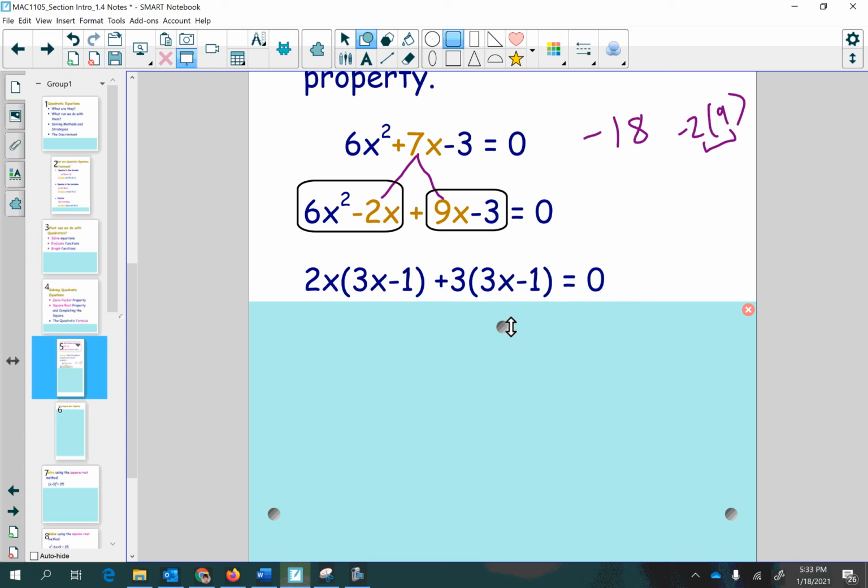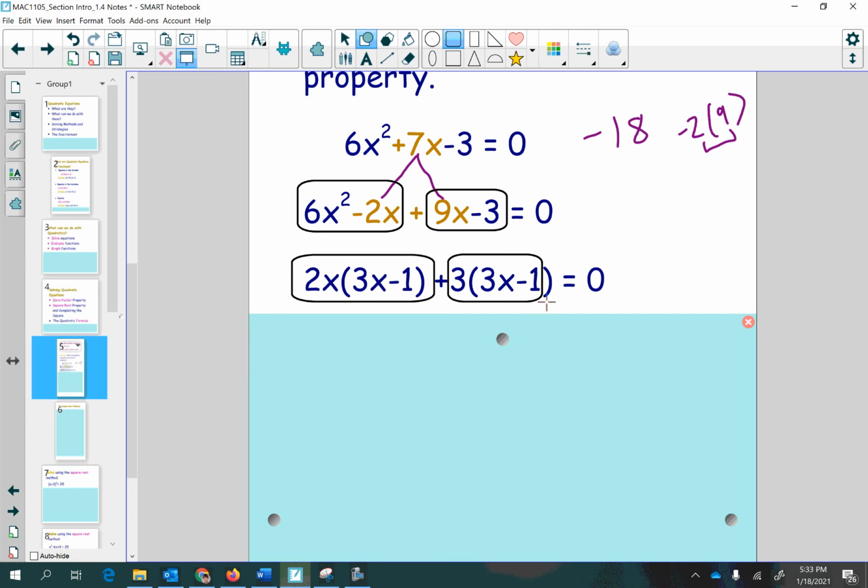I'm going to look at each set individually and see what I can factor out that's common. So from the first set, I was able to factor out a 2x, leaving 3x minus 1 in the parentheses. Okay, and if you multiply the 2x back and distribute it, you'll get 6x squared and negative 2x. From the second set, I noticed that 3 was common, so I factored that out, and that left 3x minus 1 inside the parentheses. And just to do a quick check, 3 times 3x would give me 9x, 3 times negative 1 would give me negative 3.